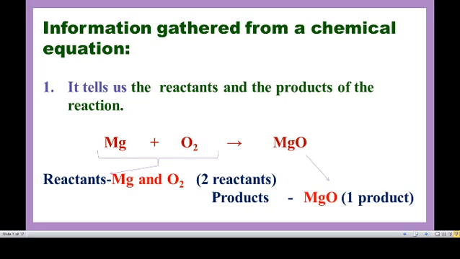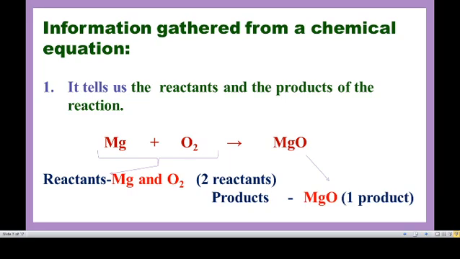So by looking at a chemical equation, we can know which are the reactants and which are the products. So look at this example. Magnesium reacts with oxygen, produces magnesium oxide. The reactant should always be written on the left hand side of the equation and the product on the right hand side. So it is easy for us to identify the reactants and products. Here in this equation, magnesium and oxygen are the reactants and magnesium oxide is the product.